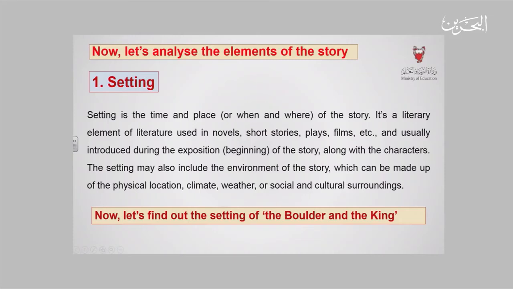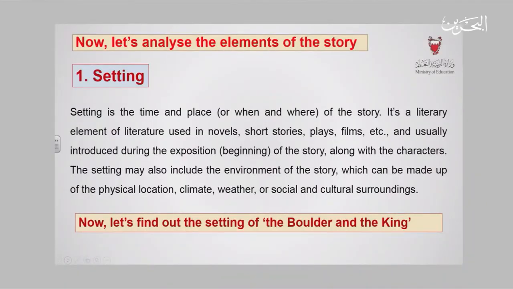Now, let's analyze the elements of the story together. So, the first element that we're going to talk about is the setting. When we say the setting, we mainly refer to the time and the place. For every story or event or a film that you're watching, there is a setting. Usually, the setting comes in the beginning of the story. But for certain books or novels, the sequence of the setting changes along with the time. So the reader has to be very careful to follow the sequence of the time because the author might change it. But in short stories, it's usually mentioned in the beginning.